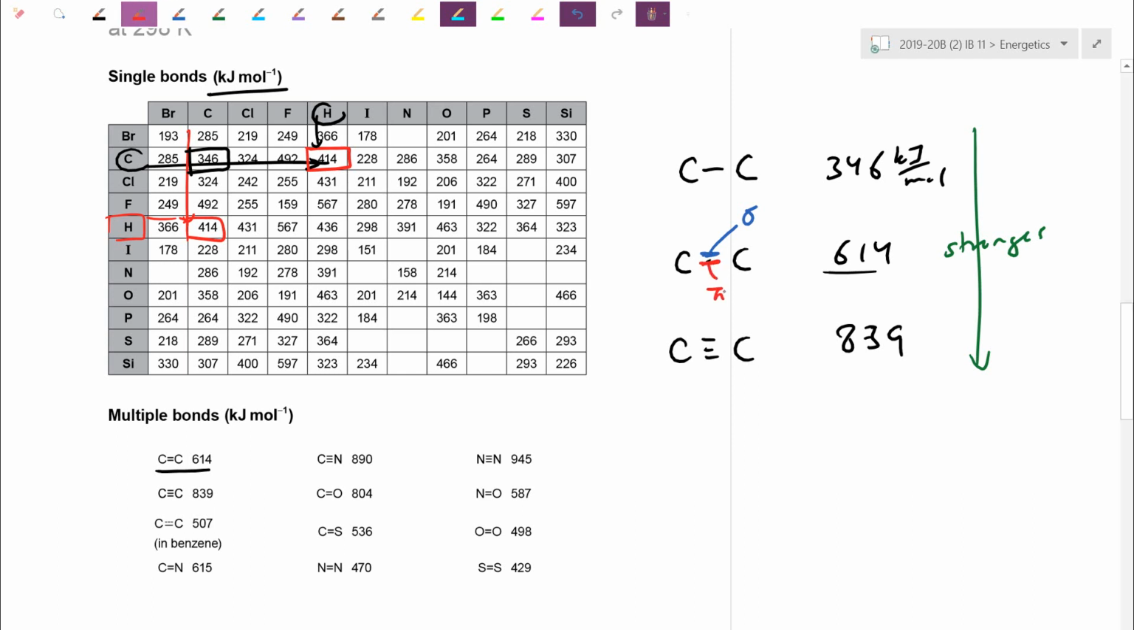It just happens to be parallel overlap. It's sideways. It's not between the centers. The pi bond is weaker than a sigma, although having both of them is stronger than just having one. So we have that case there.